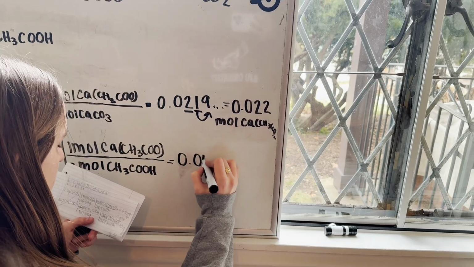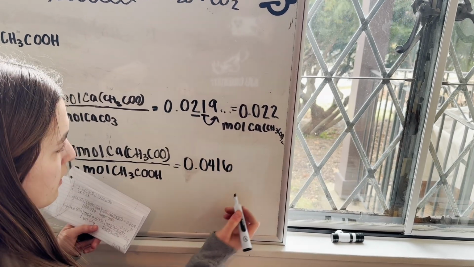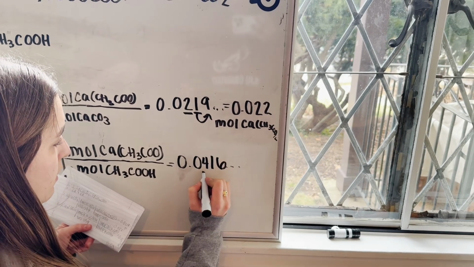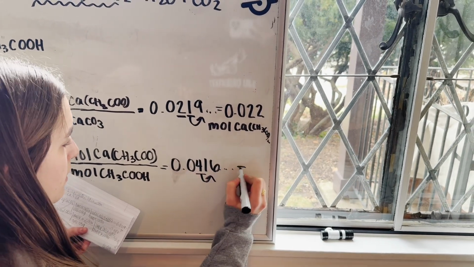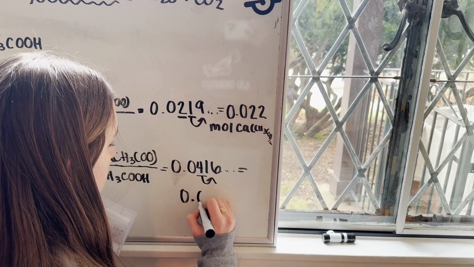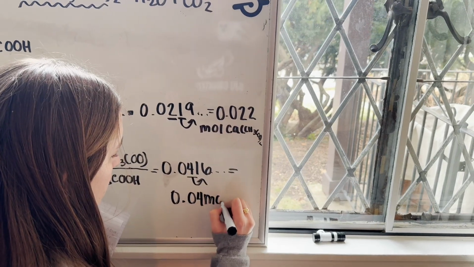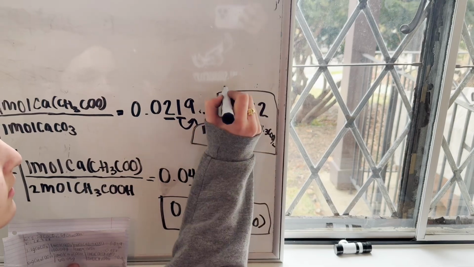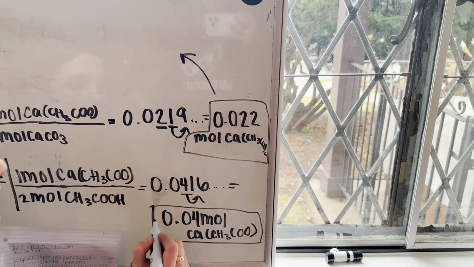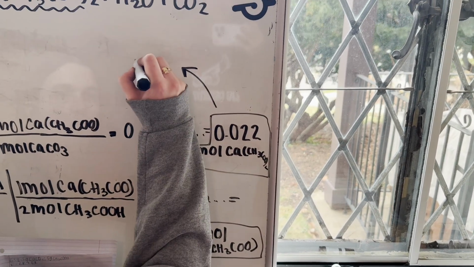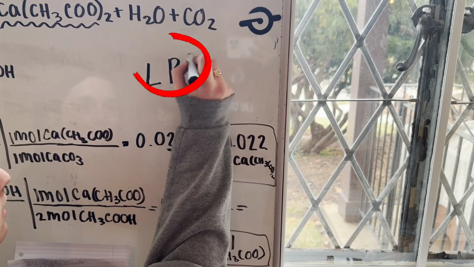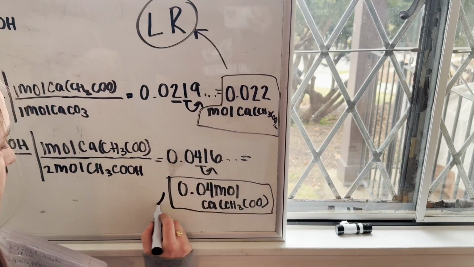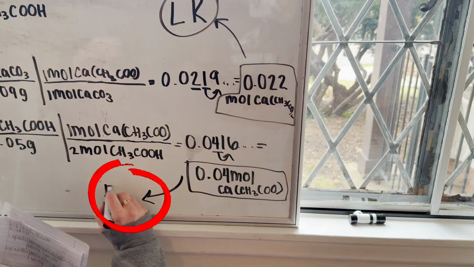Our answer should be 0.0416, but we need to remember sig figs, so there should be 1 sig fig. So our answer really is 0.04 moles of calcium acetate. Because calcium carbonate produced fewer moles, it's going to be the limiting reactant, which means the leftover vinegar is going to be the excess reactant.